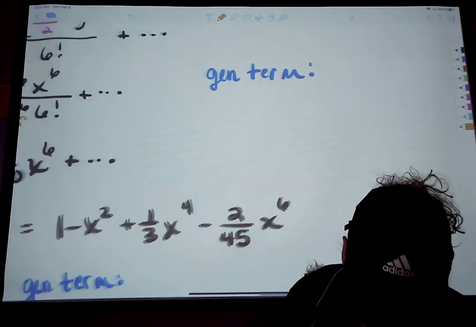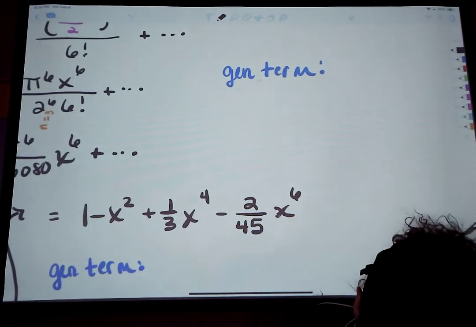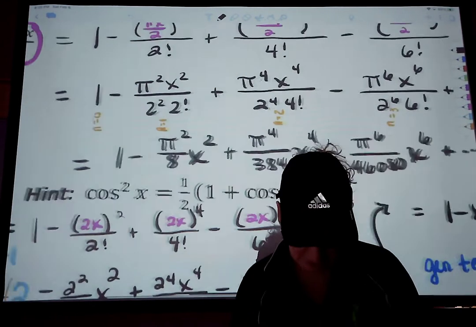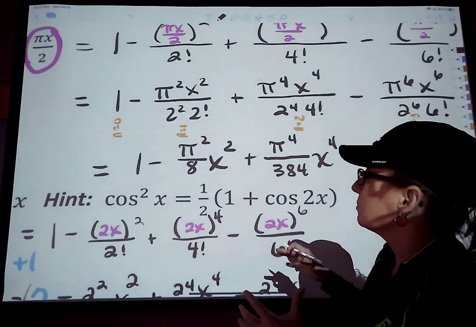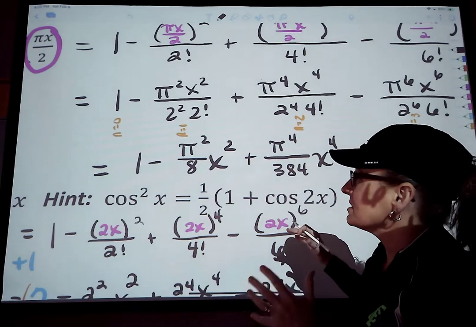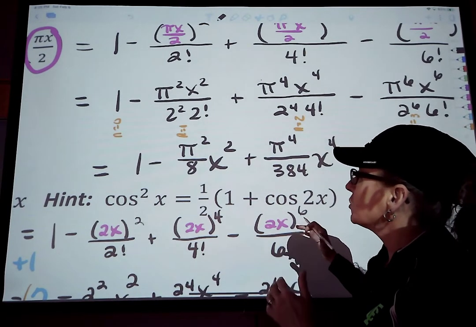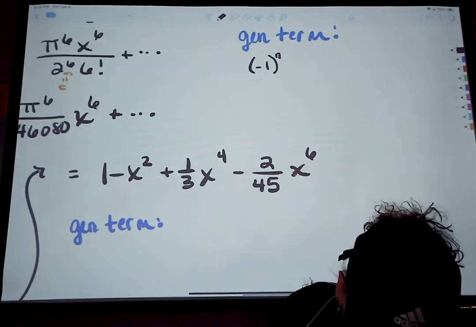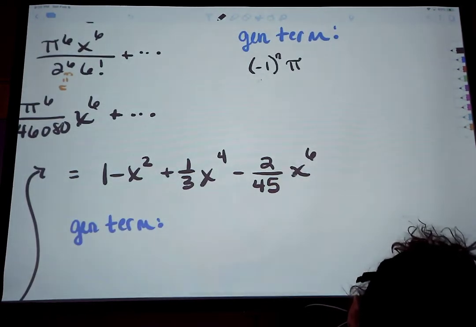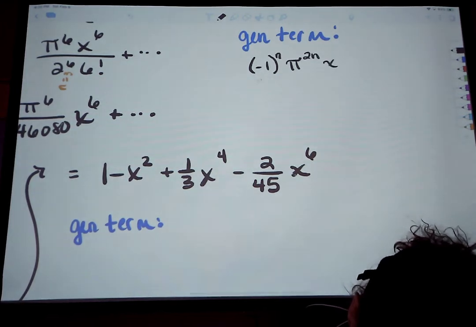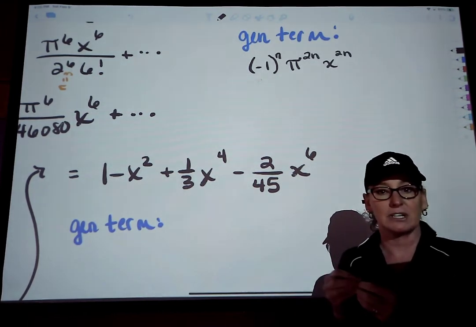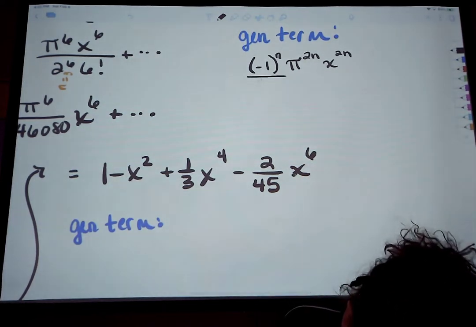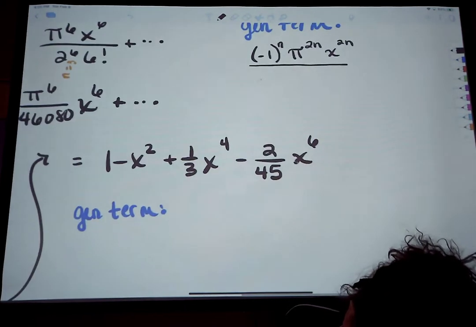So the general term, I'll do the alternating part first. I need -1 to the n. Is that right? I don't want n plus 1 or n minus 1. I need -1 to the 0, -1 to the 1, -1 to the 2. Yes, I like it. I need pi to the 2n. I need x to the 2n. Yes, you could have written those together in parentheses to the 2n. I need 2 to the 2n.